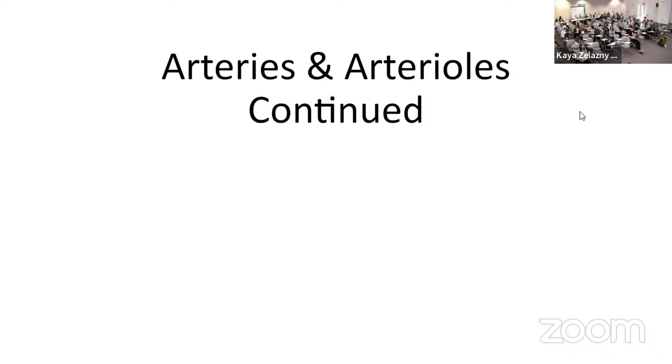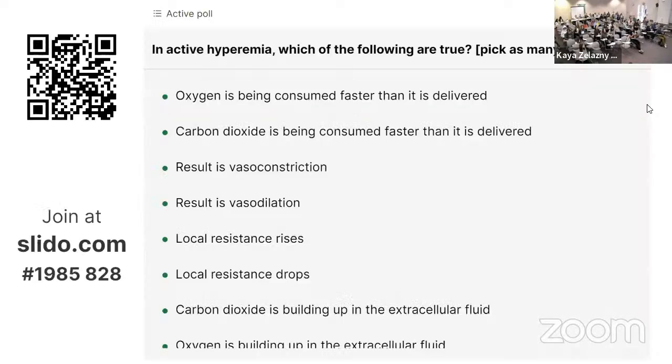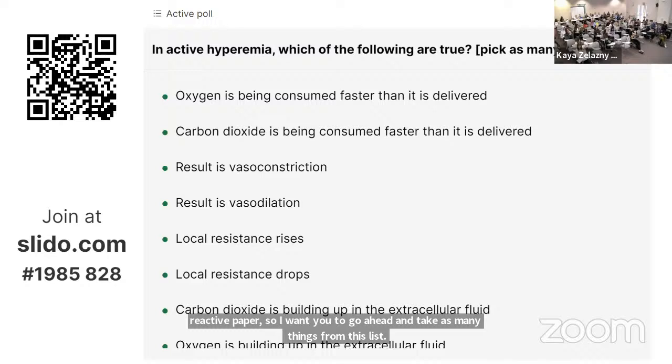All right, so we are going to continue talking about our arterioles, and we're going to kick it off with a question. Okay, so last time we talked about active and reactive hyperemia. Next, I want you to go ahead and pick as many things from this list as you want that are true about active hyperemia.